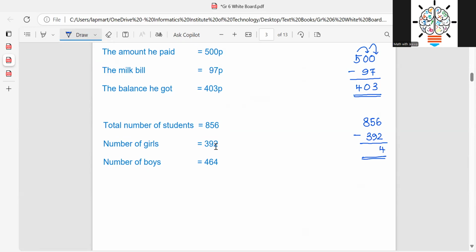Now here we have 5. From 5, you can't deduct 9. Therefore, you want to borrow from the next door. That becomes 15. From 15, when you deduct 9, it gives the answer 6. Now here, do you have 8 now? No, because already we have taken 1 from 8. Therefore, it becomes 7. 7 minus 3, it is 4. So then the answer is 464.